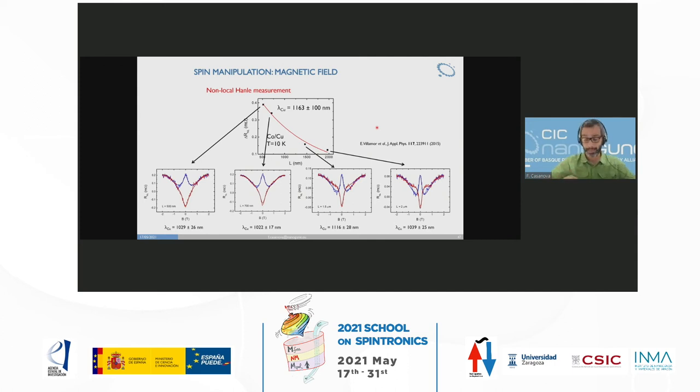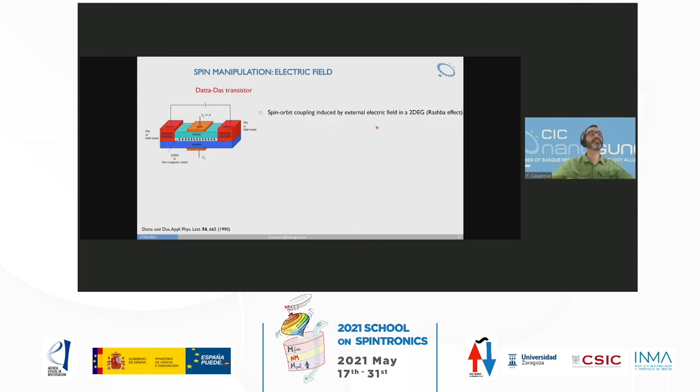Okay. An external magnetic field is very nice, but for applications it's not ideal. Ideally, you would always like to manipulate with electric fields, okay? And this was actually a very early idea in the spintronics community. Datta and Das already proposed this, called the Datta-Das transistor, right?